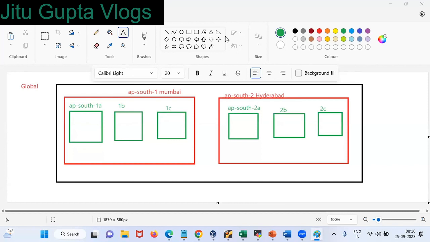Whatever we discussed till now, those are the very basics, high level basics. What is AWS? Why is cloud more popular? Yes, very good. Regions contain what? Availability zones. This is the same thing I did right here. Regions contain availability zones.